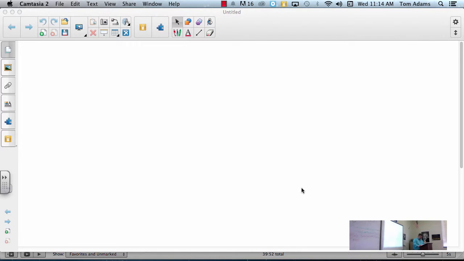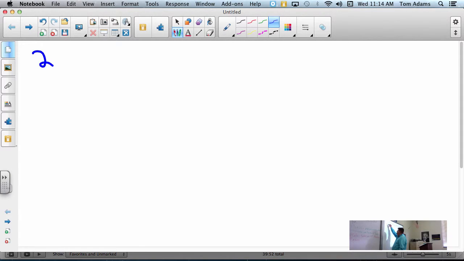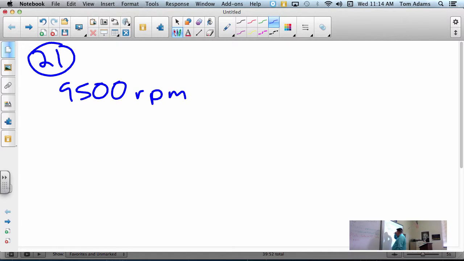So problem 21 in your textbook, it says, what is the period of revolution for a 9,500 RPM centrifuge and a 9,500 RPM computer hard disk drive. Okay, so for problem number 21, we have a 9,500 RPM, that's revolutions per minute. In fact, they're both 9,500 RPMs.